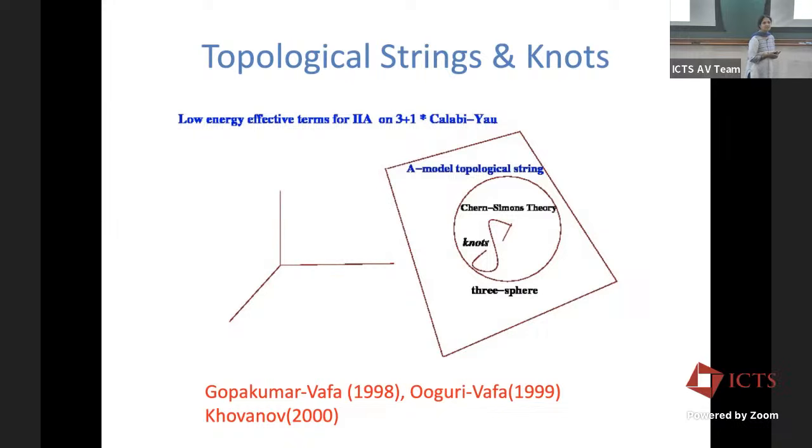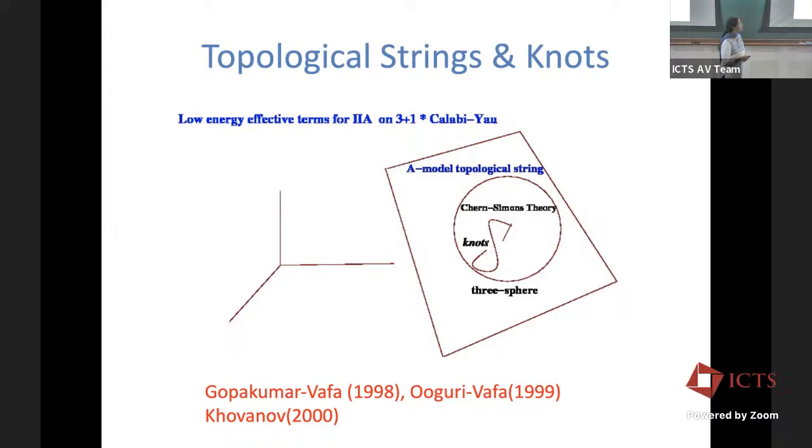The conventional ones have either 9+1 for supersymmetry or 25+1. This is a six-dimensional Calabi-Yau space, Calabi-Yau threefold. In typical physical string theories, you look at effective terms in the 3+1 dimension, which you see as a cross, a Calabi-Yau. Those effective terms can also be captured by studying these topological string theories.